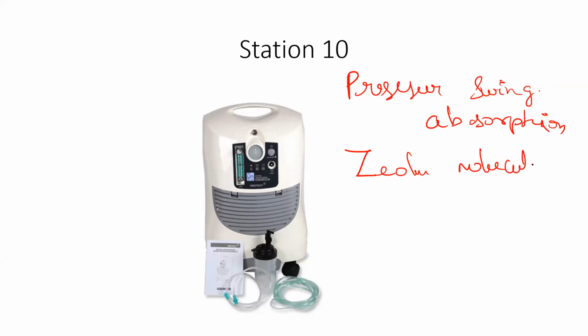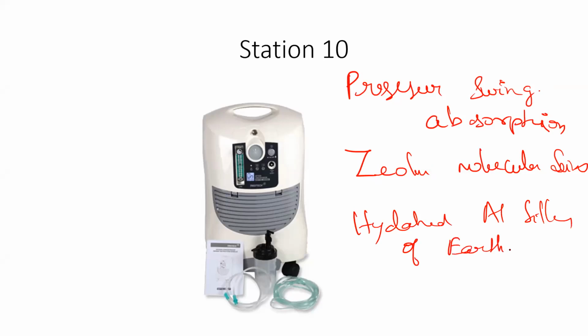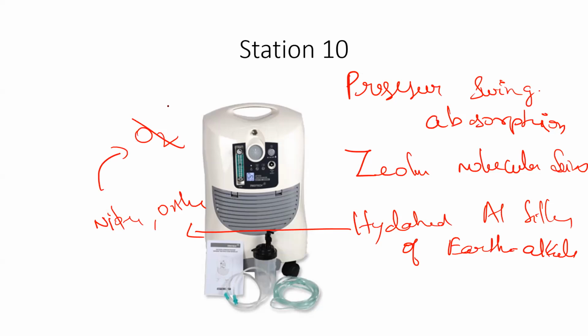And what is zeolite made up of? Aluminum silicate. Okay, it is a hydrated aluminum silicate of alkaline earth materials. So this is what the zeolite is made up of. This one specifically absorbs nitrogen and other gases. It doesn't absorb oxygen. Oxygen is not absorbed. It basically absorbs other things, and oxygen is getting filtered out.